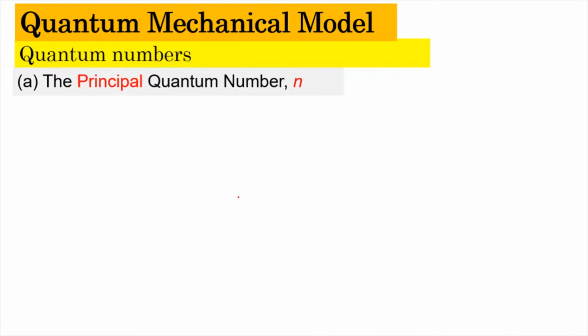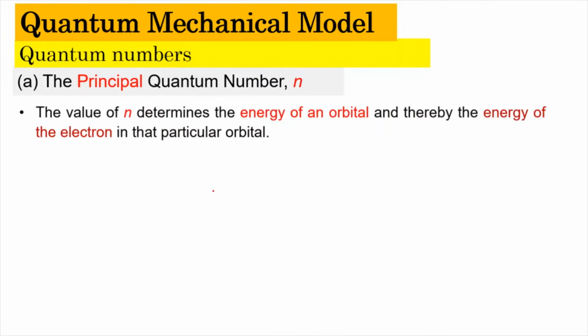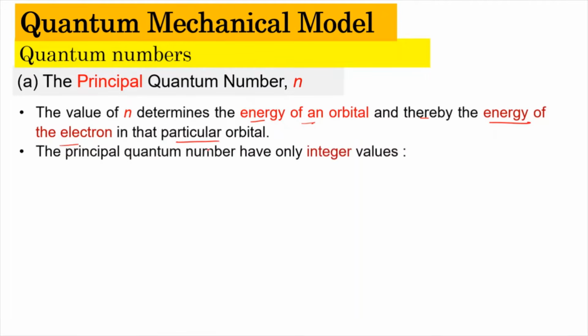So the principal quantum number n determines the energy of an orbital and thereby determines the energy of the electron in that particular orbital. And the principal quantum number can only have integer values. For example, n equals 1, 2, 3, and so on up to infinity. So let's say if we have these integers here, and then we label the shells as K, L, M, and N. So this one is up to you.